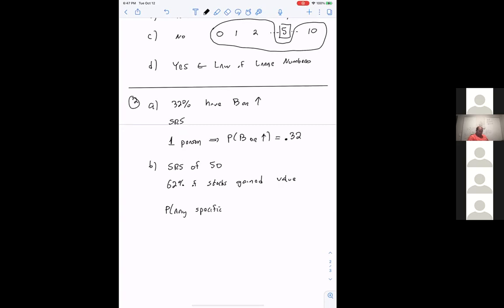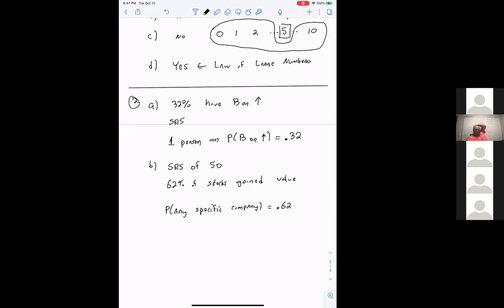62%. Well, I'm pretty sure that's what they want here. But of course, it's kind of a bad example because a company is not going to necessarily have just one stock under consideration. They're going to have a portfolio. So it's really a silly question.